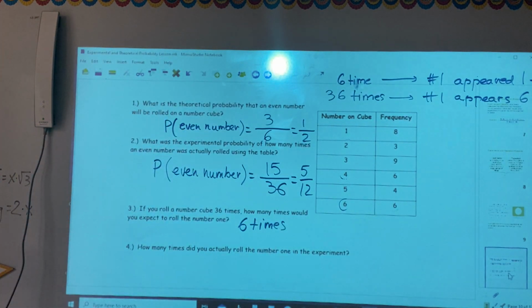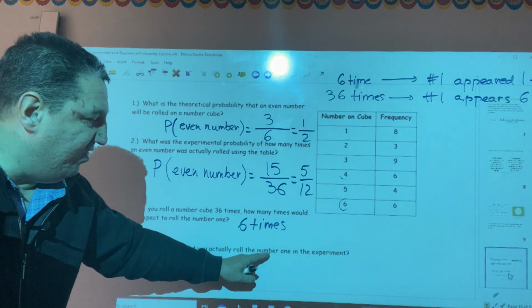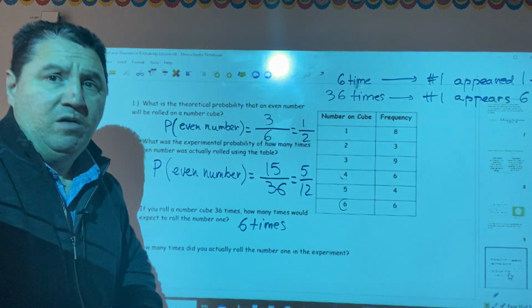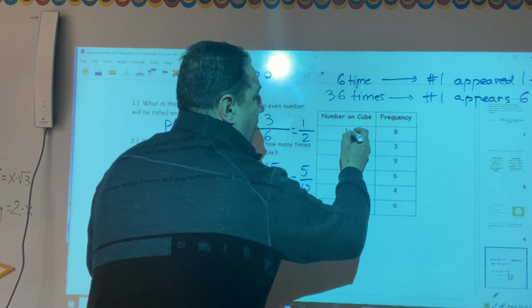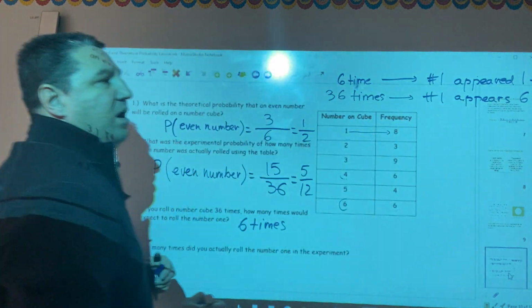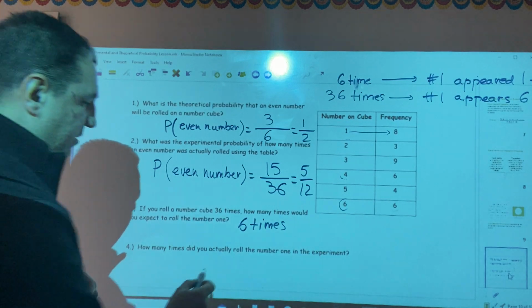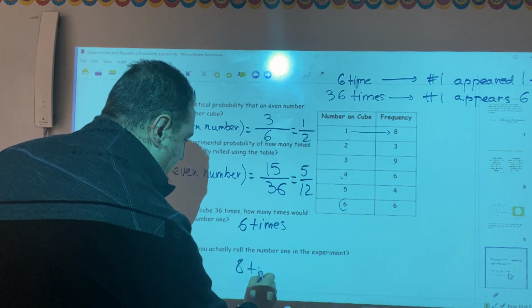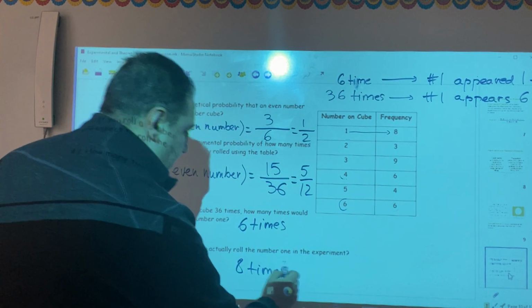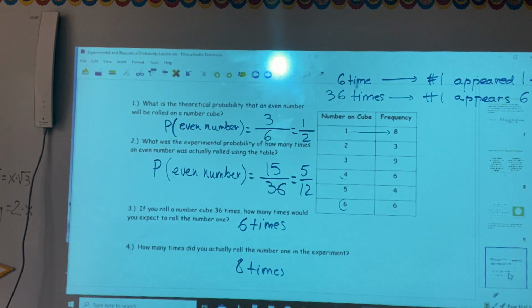Now, number 4, how many times did you actually roll the number 1 in the experiment? Of course, the number 1 appeared 8 times, right? 8 times. Good.